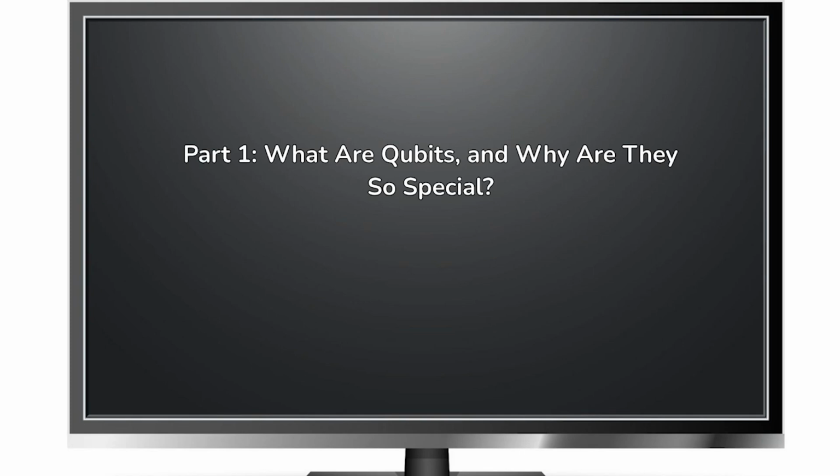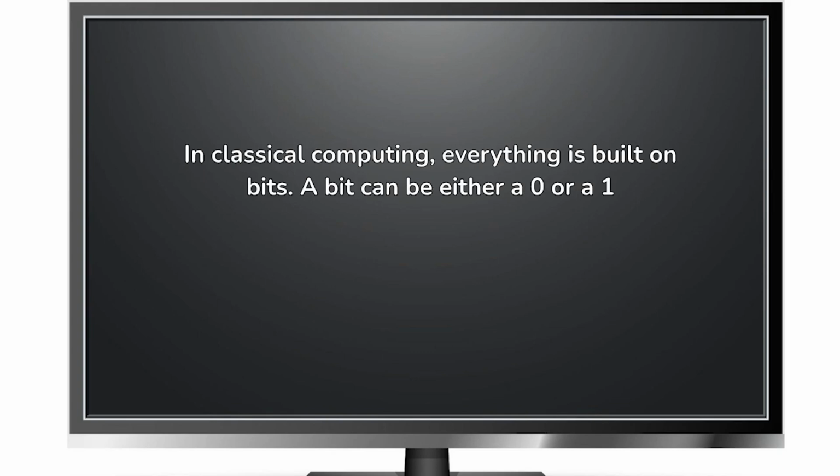Part 1. What are qubits and why are they so special? To understand breakthroughs in quantum computing, we first need to understand its heart, the qubit. In classical computing, everything is built on bits. A bit can be either a 0 or a 1. Every email, every song, every video, every app is just a collection of bits.